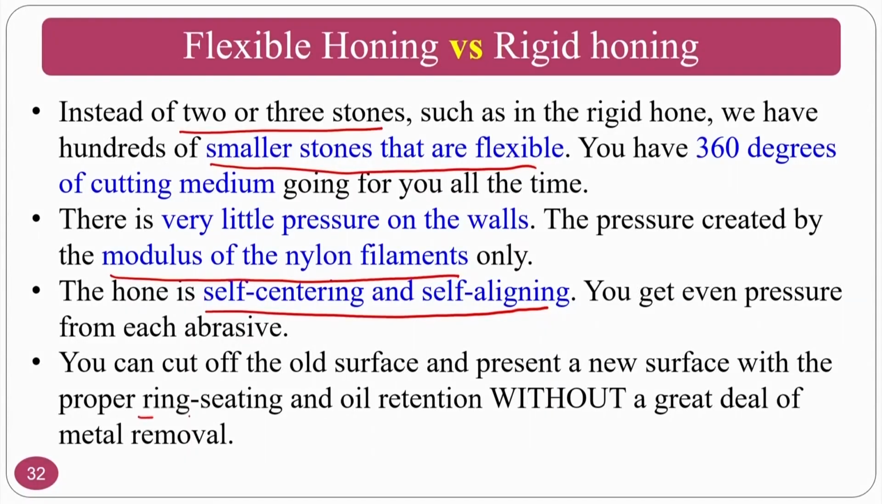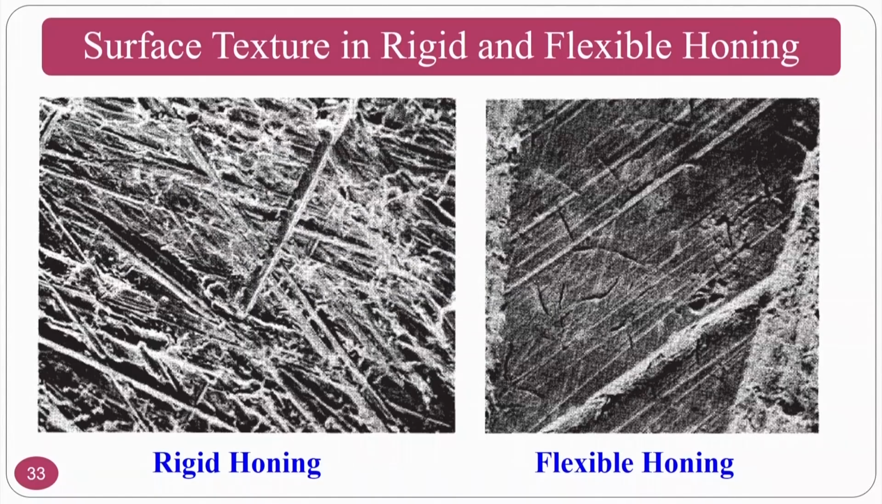You can cut off the old surface and present a new surface with the proper ring seating and oil retention without targeting heavy material removal. Okay. So, you can even get good material removal as well as good surface finish in this particular process. If you see the rigid honing, the scratch is a very deep scratch. The scratch is very deep here. At the same time, the surface roughness is very random. The texture is very random. But in this case, you will have a very fine surface roughness with respect to the rigid honing process.